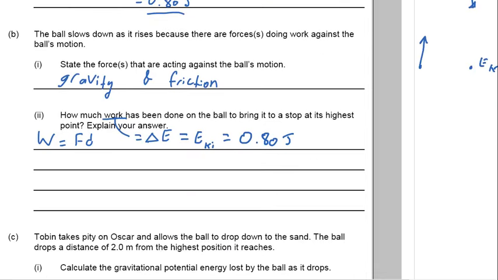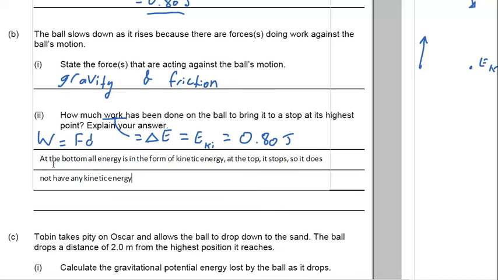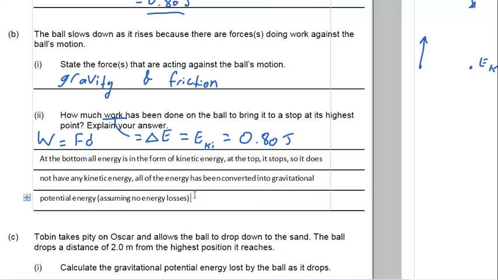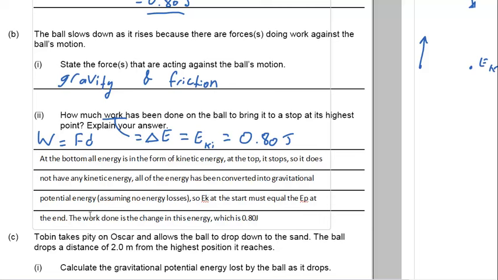And because it does ask you to explain your answer, we need to give some sort of explanation. So at the bottom, all the energy is in the form of kinetic energy. At the top, it stops, so it doesn't have any kinetic energy anymore. So all of the energy has been converted into gravitational potential energy, assuming no energy losses or unforeseen energy transfers into heat and sound. So the kinetic energy, EK at the start, must equal the potential energy at the end. The work done is a change in this energy, which is 0.80 joules, i.e. the ball started with 0.80 joules of kinetic energy. At the top, it has 0 joules of kinetic energy. That energy change is 0.80 joules, which is the work done on the ball.